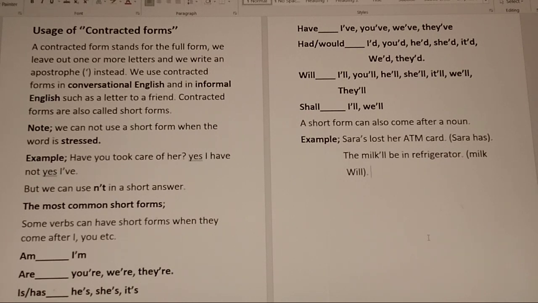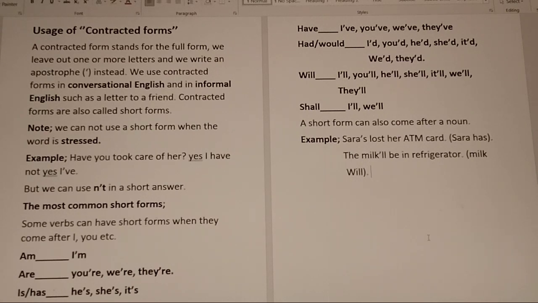But we can use not in a short form. It means like in "n't", the o can be removed if we want to use its short form. And its second example is, have you looked in this drawer? Yes, I have.